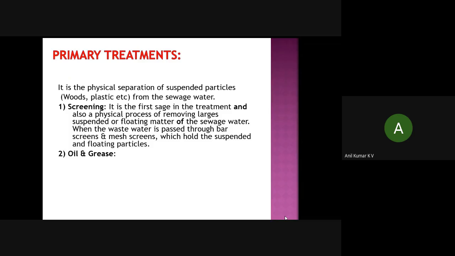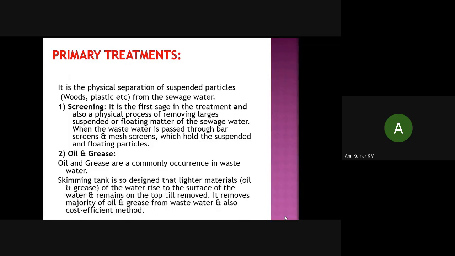Second method is the skimming method. In this method, oil and grease can be removed. The skimming tank is so designed that lighter materials, oil and grease, rise to the surface of the water and remain on the top till removed. It removes the majority of oil and grease from wastewater and is also a cost efficient method.